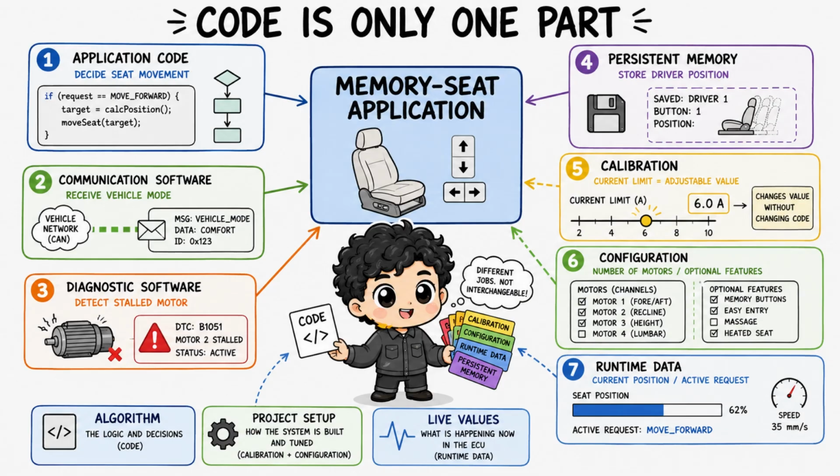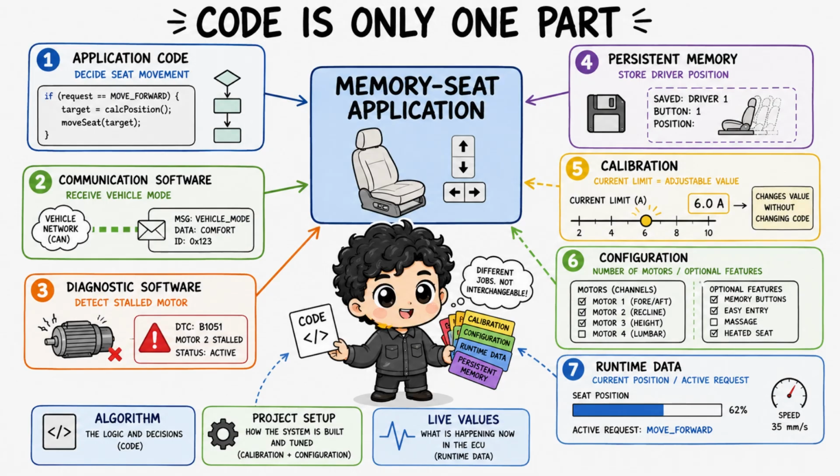It might transmit its current status or a diagnosed fault. The application should work with meaningful information rather than constructing every physical network bit by itself. Diagnostic software detects, records, and reports abnormal behavior. Examples include an open sensor connection, a stalled motor, an unavailable network message, or a stored position that is no longer plausible.